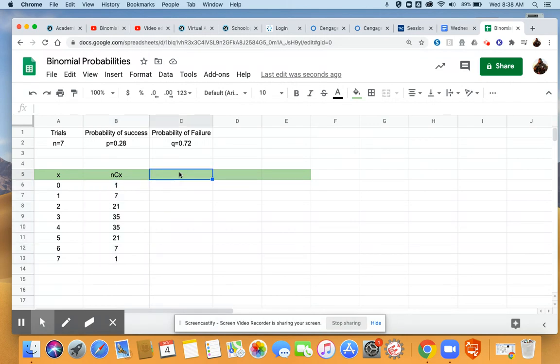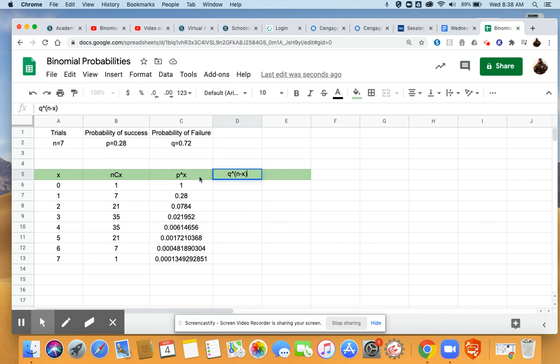Next, the next part is p to the x power. Shouldn't be too bad. Equals p, our probability of success, is this 0.28, raised to the, again, x is in column A. It does the first one for us. We drag it down. Next, our probability of failure. Let's put it in here. Undo that. Q raised to the n minus x.